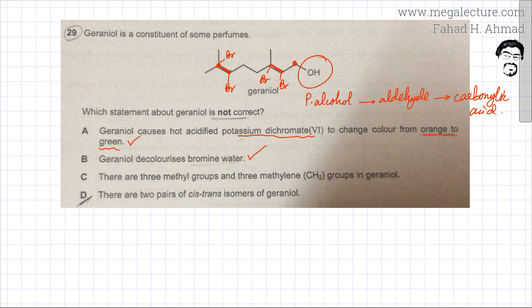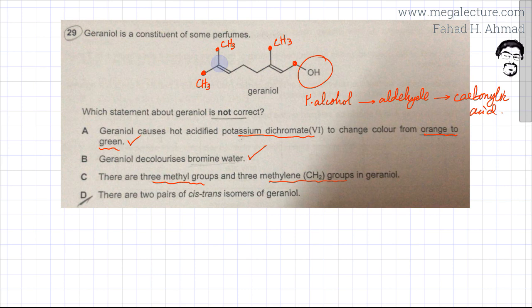The next statement is that there are 3 methyl groups and 3 methylene groups in geraniol. So if you look carefully, let me rub this out, let me remove the previous working. Now if you look at this molecule, remember this is one carbon atom and this is CH3. There's one carbon atom, there should be 3 hydrogens with it. This is also one carbon atom with 3 hydrogens attached to it. This over here is also a carbon atom with 3 hydrogens attached to it. So 3 methyl groups is correct, and it also goes on to state 3 methylene groups, which are CH2 groups.